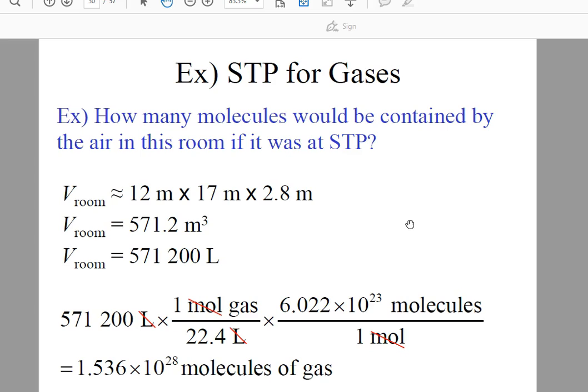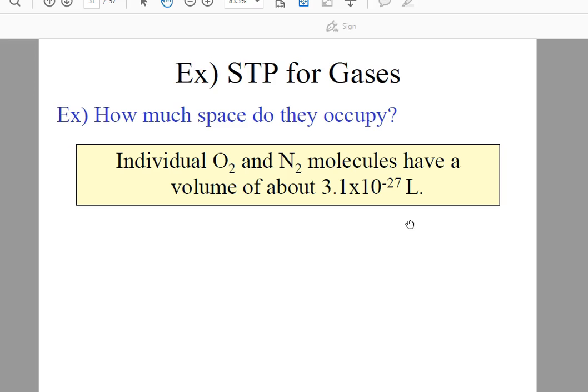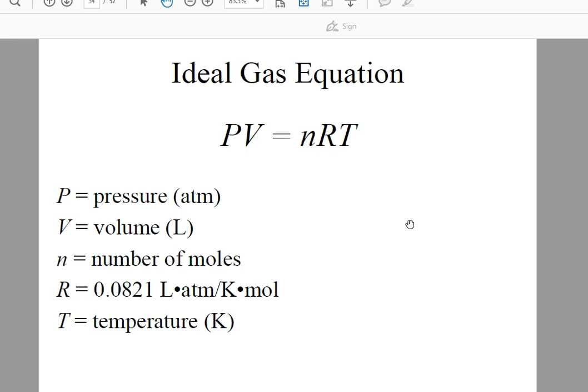Alright? That conversion factor, you can only use it if you're at STP. So only if it says STP can you use that 1 mole over 22.4 liters. Alright, we're going to skip the next slide on page 3 where it says how much space do they occupy. And we're going to move on to our last equation here.